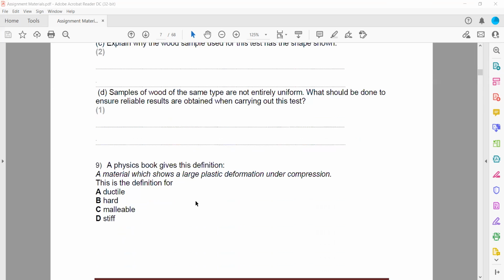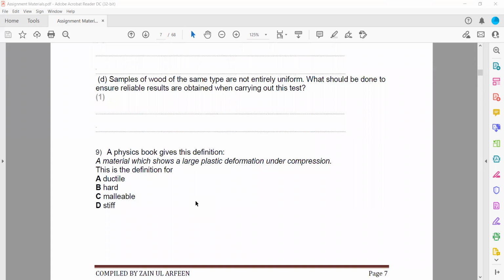Samples of wood of the same type are not entirely uniform. What should be done to ensure reliable results when carrying out this test? Whenever we take a sample of wood, the wood does not have a uniform density; in some regions the particles are closer, in some regions the particles are further apart. So it's not uniform throughout. To ensure that this is a true value, we should repeat the experiment with a different sample of the wood so that we'll get the true value.